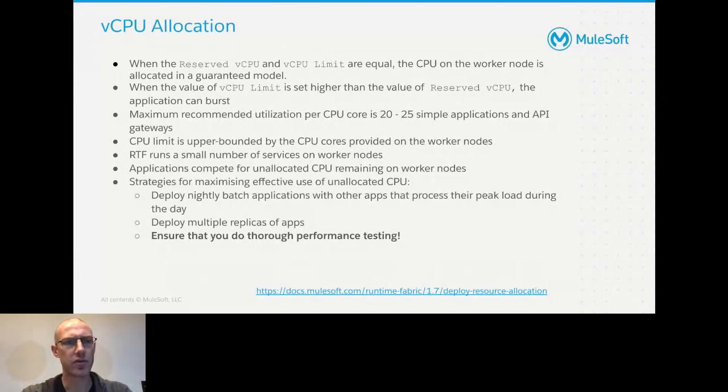So there are some strategies you can play with. First of these is deploying your nightly batch applications with other applications that have peak load during the day, or deploying multiple replicas of applications so that they're distributed across the worker nodes to maximize the surface area for unallocated CPU across your cluster. But regardless of which approach is chosen, bursting or guaranteed, it is always good practice to run tests to validate that you're getting the performance that you're looking for.